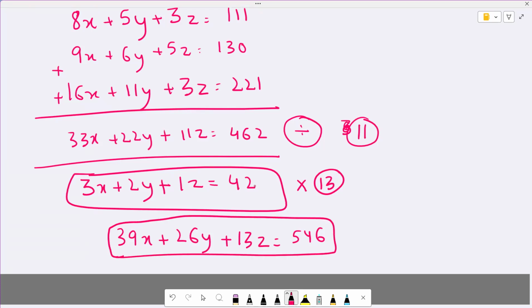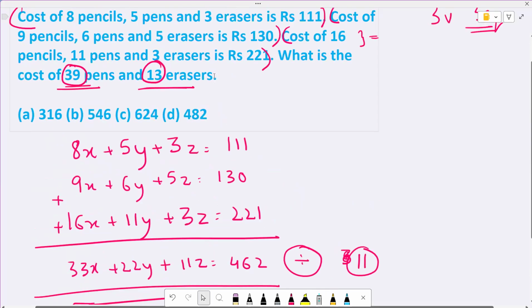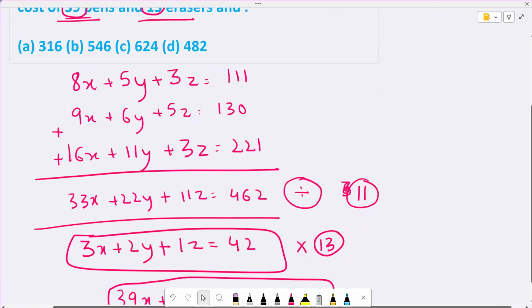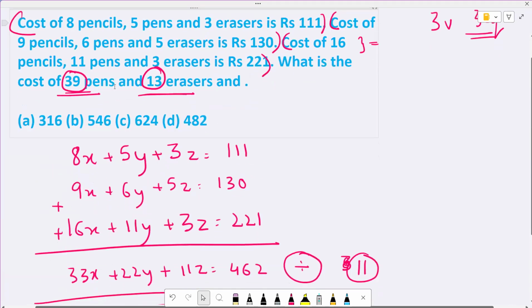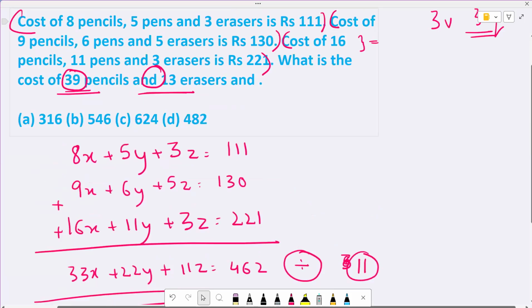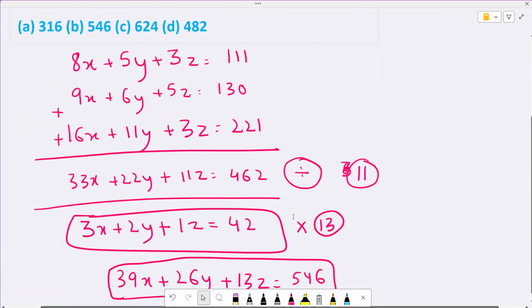And also the question here was complete because it was 13 erasers, and also it was regarding pens. Oh, this was supposed to be pencils. Pencils, 13 erasers, and 26 pens. So this is the question and how we'll be able to solve it.